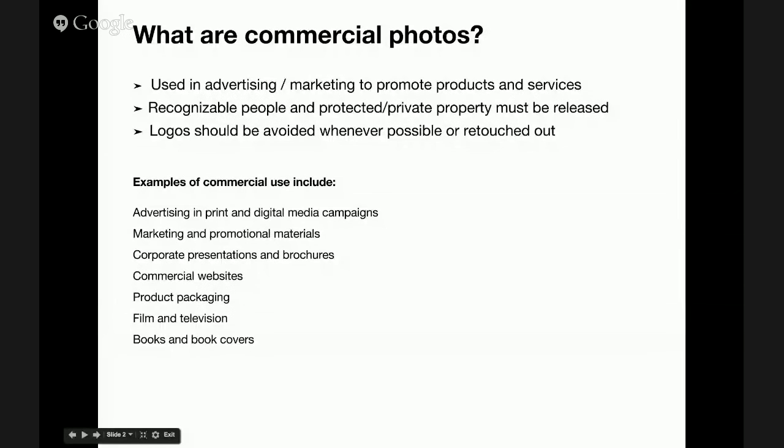We also need the people that are in these images to be released. They have to give their consent, because these images could show up on billboards. They're going to show up in ads. They could be online. You could see them on the side of a bus somewhere. So the people who are visible in these images have to have given their consent. Everybody, not just one person. Anyone who's recognizable has to sign a release. And there's some very specific wording, which we've already covered in our model release talk.